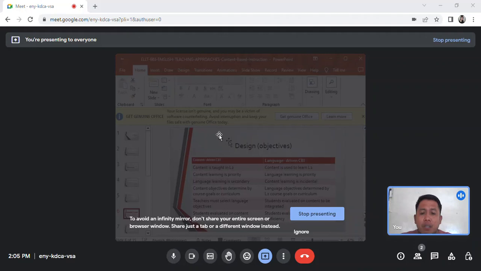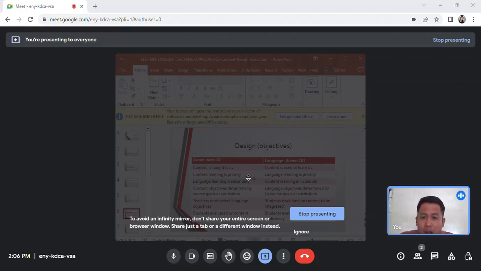Content-driven CBI versus language-driven CBI. First, in the content-driven, content is taught in the second language. However, in the language-driven, the content is being used to learn the second language. So in the content-driven, the language is taught, and in the language-driven, the content is used. Next, in the content-driven, content learning is priority. However, in the language-driven, language learning is priority.